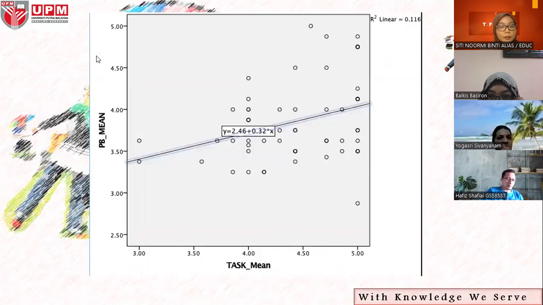So go to the output again, then you can see that you already created your best fitted line. Y equals to 2.46 plus 0.32x. Okay.